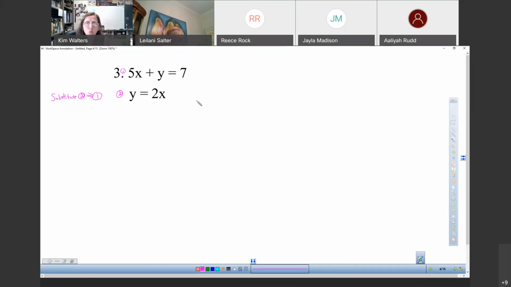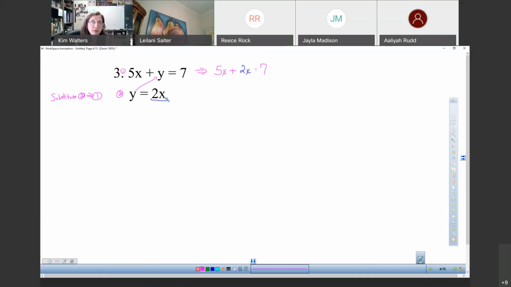So now I'm going to go the other direction. My equation 1 is going to become 5x plus, and in place of y, I'm going to put in 2x. All of this is going to be equal to 7. So I'm replacing this y right here with my 2x. And now I've gotten rid of one of my two variables.